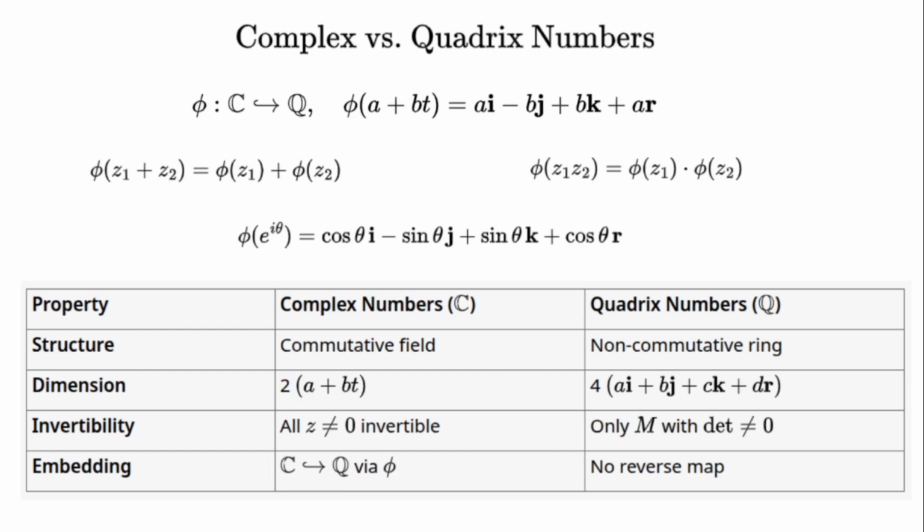However, this relationship is not a complete equivalence, as quadrix numbers possess a richer structure that complex numbers lack. While complex numbers operate within a commutative field, quadrix numbers form a non-commutative ring, meaning some quadrix elements exhibit multiplication behaviors, like non-commutative products, that have no counterpart in the complex system. This makes the embedding one-directional. All complex numbers can be represented as quadrix numbers, but many quadrix numbers, particularly those with non-commutative properties, cannot be reduced to complex numbers, highlighting the greater generality of the quadrix algebraic system.